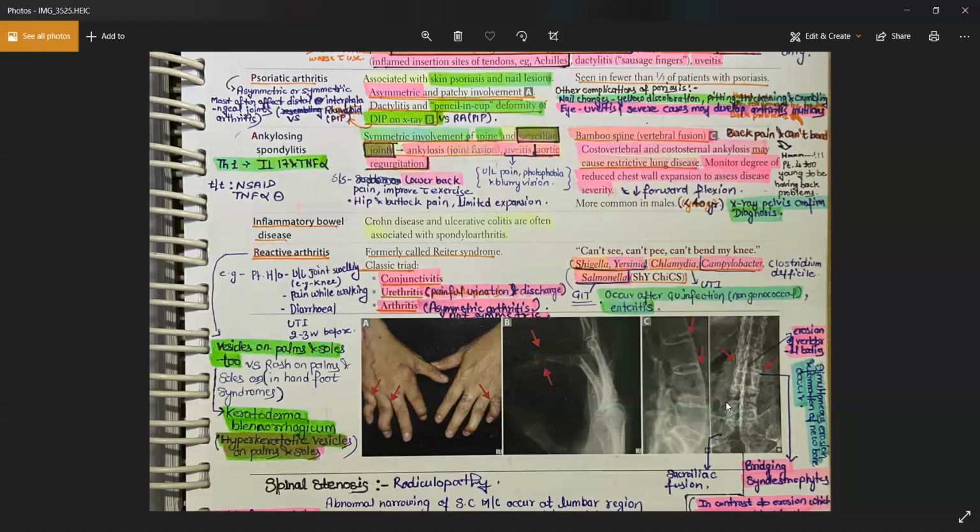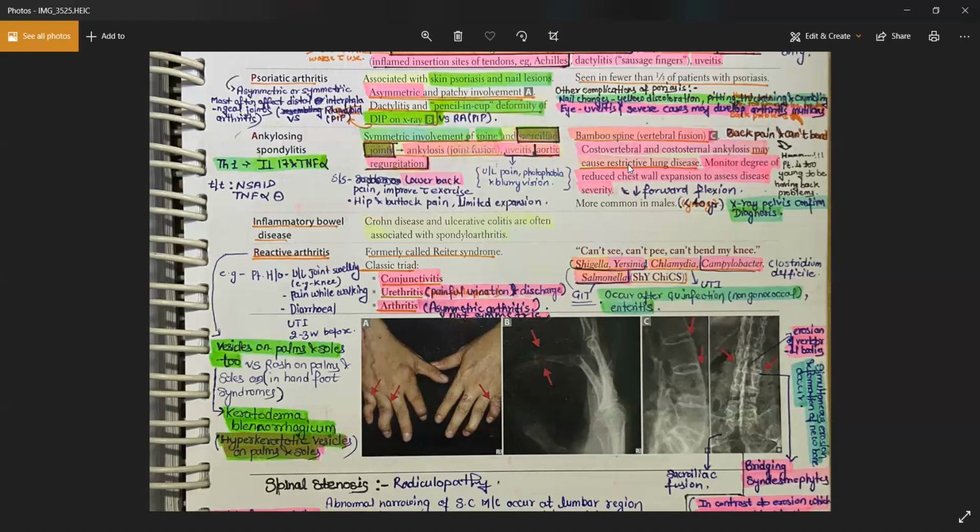As the disease progresses, at a very initial stage, only the lower spine is involved, but as the disease progresses, the upper spine can also get involved. And when this disease reaches the thoracic level, the costovertebral junctions can also be involved, and as a result, what you will get is the immobilization of the thoracic cage. And this can also promote restrictive lung disease.